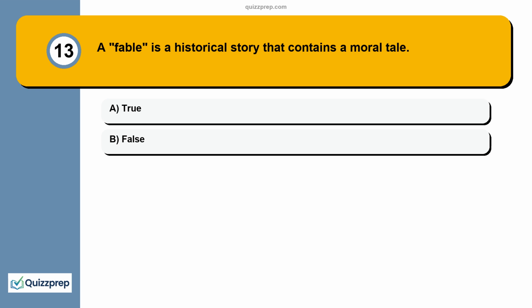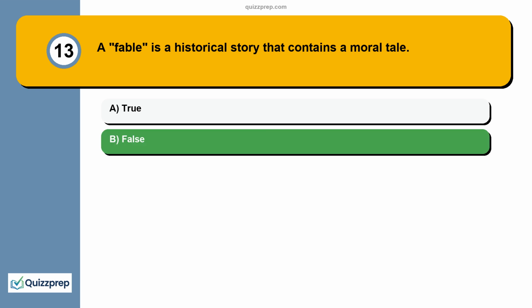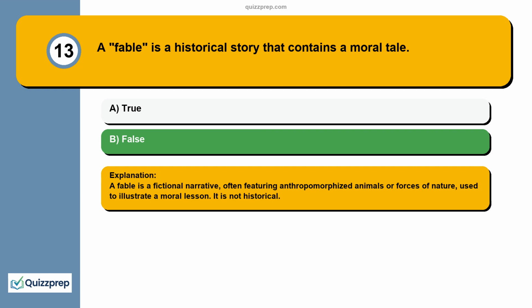Question 13. A fable is a historical story that contains a moral tale. True or false? A fable is a fictional narrative, often featuring anthropomorphized animals or forces of nature, used to illustrate a moral lesson. It is not historical.